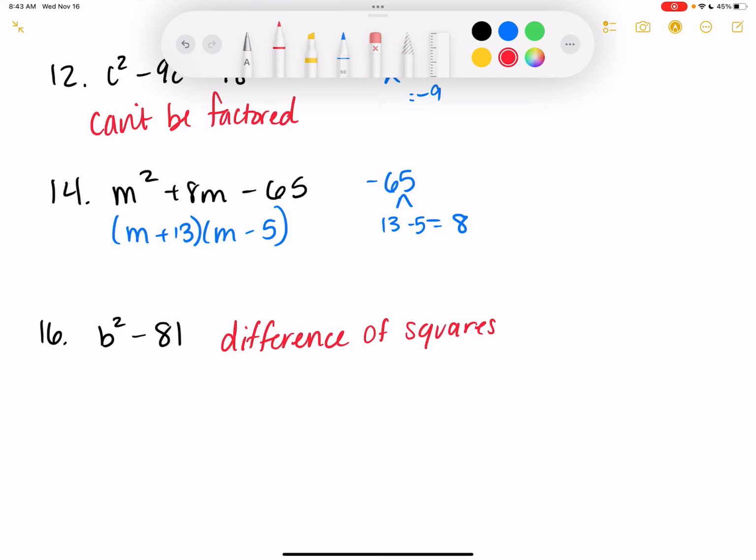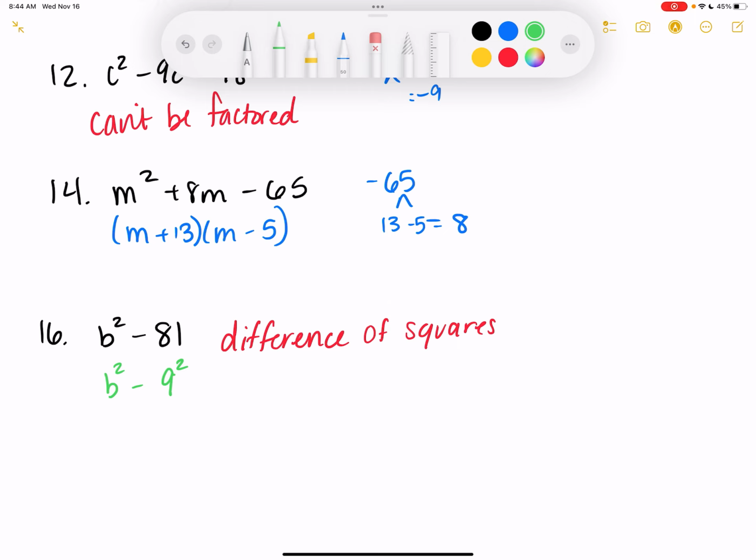The other thing is sometimes I will rewrite this so it's easier to see, because basically the square root of each piece is what you're writing. So this is b squared, that's already written that way, minus what squared is 81? 9. So if you're used to it or if you see it right away, you don't have to write that, but I like to write it initially for everyone to see what's going on.